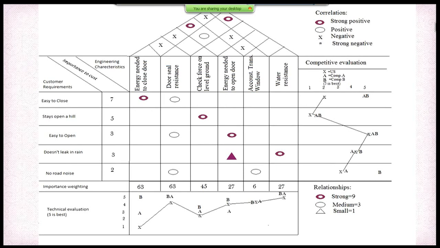So here we can see that for the technical specification energy needed to close the door, our company is standing on the rank of 1, which is a very low ranking, and here the door seal resistance is having a ranking of 4, which is kind of good, and check force on level ground is having a ranking of 3, which is kind of okay. So again a graph is plotted, and here we can know where our company is standing and how our company can improve on the basis of the competitor companies.